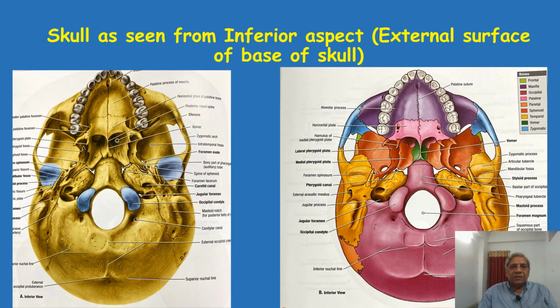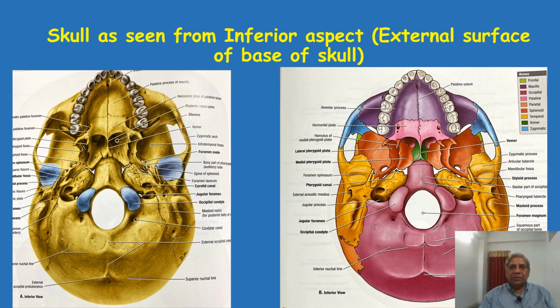Now, these are the two diagrams seen for the base of the skull. One is showing the bone forming this base of the skull as seen from outside, and then another diagram is showing the same, but here the different bones which are taking part in formation of it are given different colors, so it becomes easy for identification and to judge the extent of each bone.